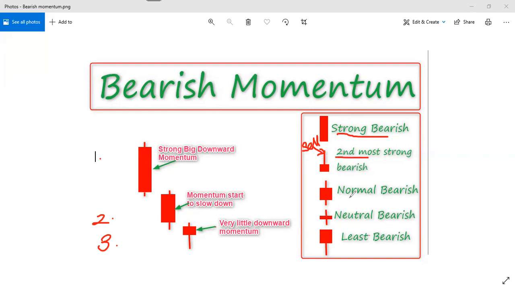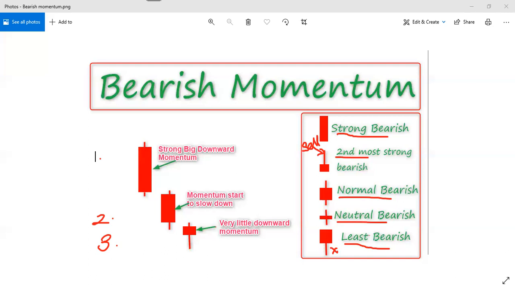The third one is the normal bearish. It may have a small wick at the top and the bottom compared to the body. Then we can say it is a strong bearish. Suppose the body is very light and the wick is more, then we can say it is a neutral bearish. And in case the wick is on the opposite side, the downward side, then we can say it is the least bearish. This is not a strong one, it is a weak one. Normally we will say that about the bearish momentums.